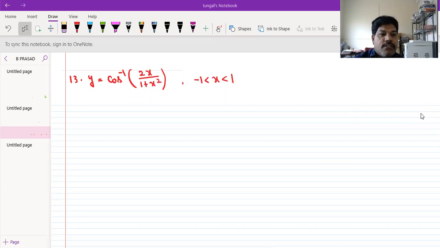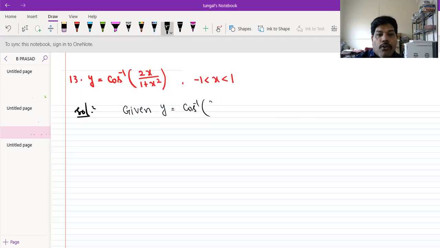So what is this one here, students? First we will take the function. Let y is equal to the given function: y is equal to cos inverse of 2x by 1 plus x square.